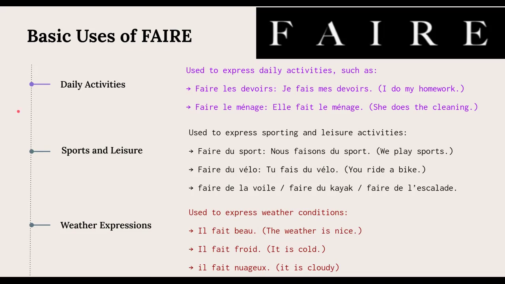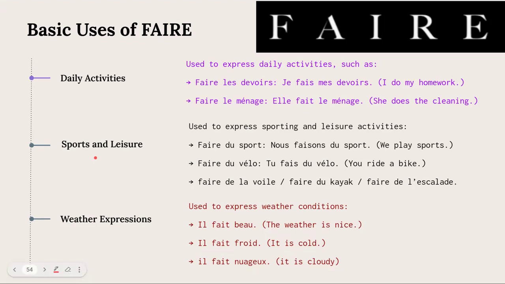So, sports and loisirs. We also use the verb faire here. To express sporting and leisure activities, we use the verb faire. There are lots of them. Even faire la natation, I forgot to put it here, so it's there. Faire du sport. Je fais du sport régulièrement. Tous les jours, je fais du sport. Nous faisons du sport. Faire du vélo. Tu fais du vélo? Okay. Other expressions: faire de la voile, faire du kayak, faire de l'escalade, faire de la natation. So you see, there are lots of ways to use this verb.